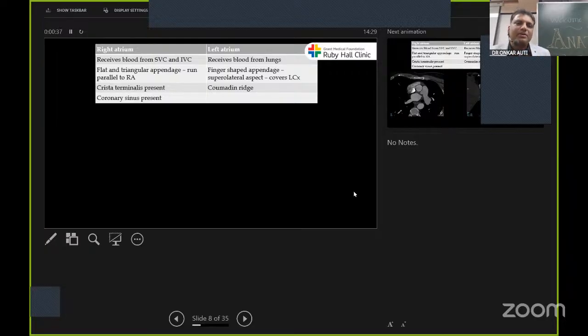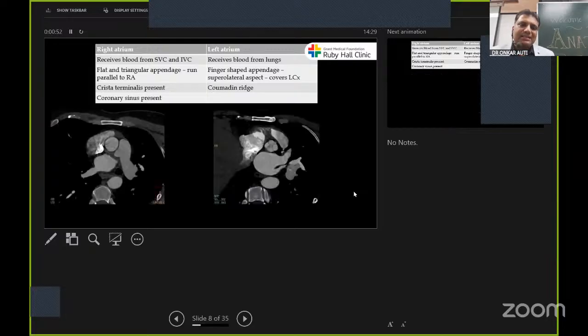Okay. So when you are assessing, let's say, abnormal anatomies, where there is abnormal systemic venous connection or abnormal pulmonary venous connection, how do you identify which is the right atrium and which is the left atrium? The answer is in the appendage of the atrium. Each atrium has an appendage, which is also called the auricle.